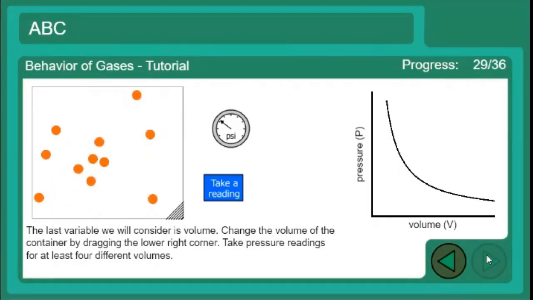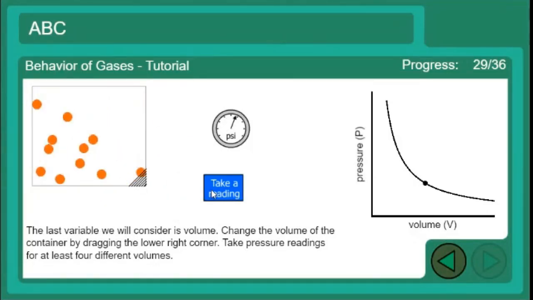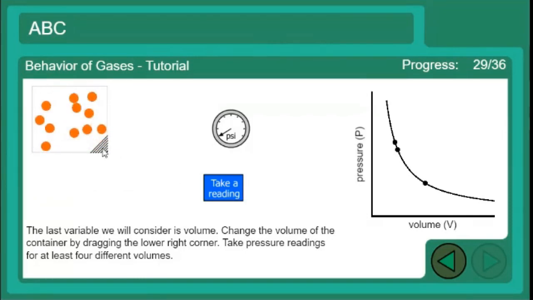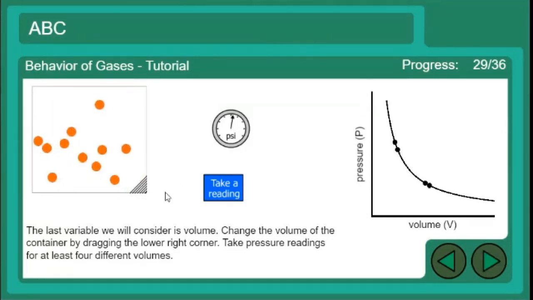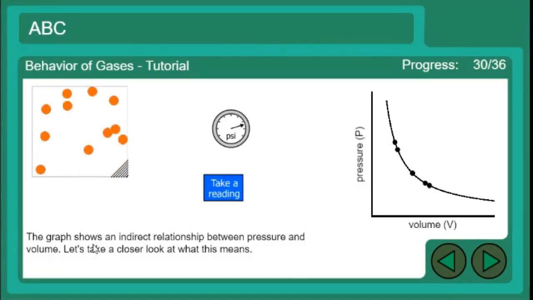Next, now we talk about volume. This is the first reading, then the second reading, third reading, until the maximum. So I try another one here. Yes, here should be better. I took 5 readings, whatever. The last variable we will consider is volume. Change the volume of the container by dragging the lower right corner. Take the pressure. The graph shows an inverse relationship, so the pressure and volume are inversely proportional.